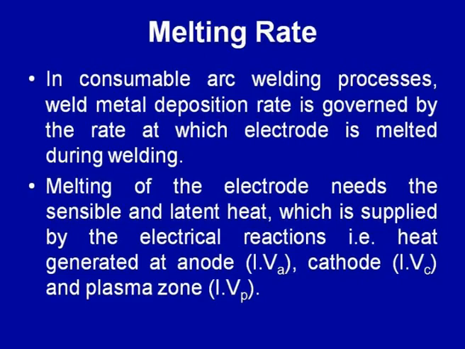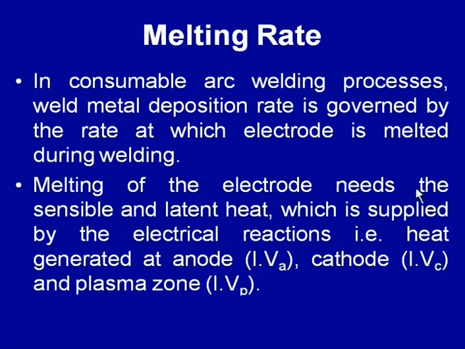So, we always make efforts to have a higher melting rate, so that the weld joint can be made as fast as possible. But there are certain factors which limit the rate of melting associated with the different welding processes. To understand the factors that affect the melting rate during the arc welding process, in case of consumable arc welding, we will see the things related to this.